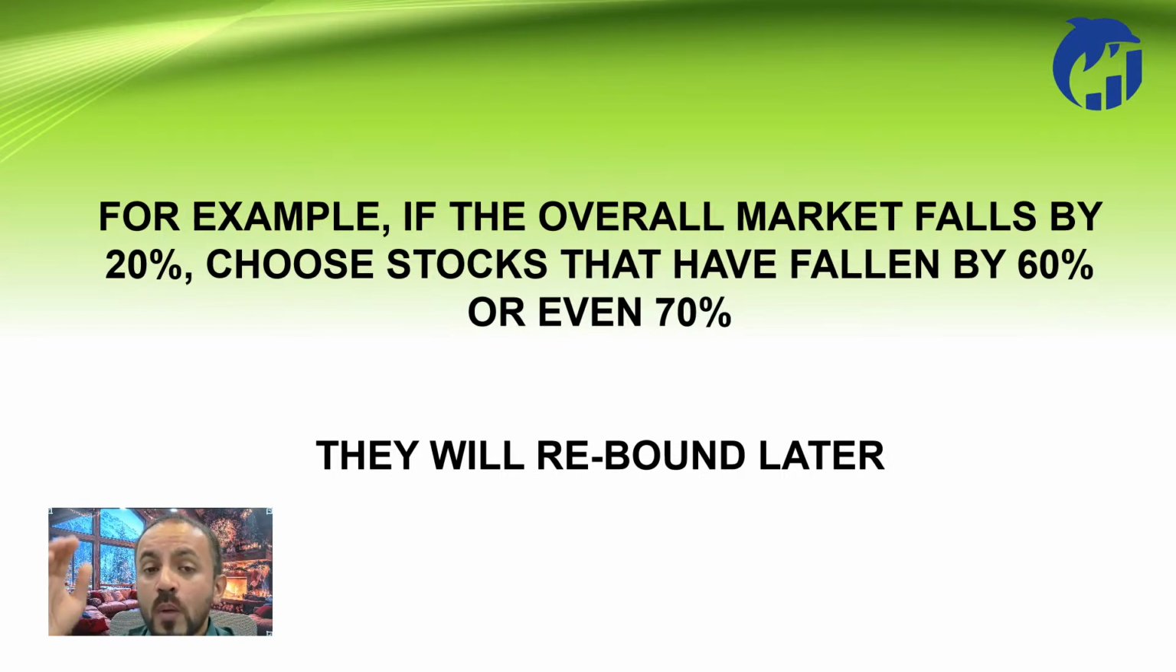So when the markets are correcting, you're getting prices which are being offered at a discount, right? If the stock of a company is declining by 60 to 70%, you are getting the value of that stock at a very discounted rate.